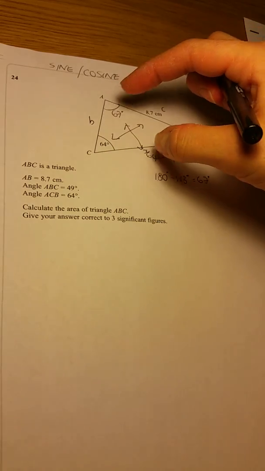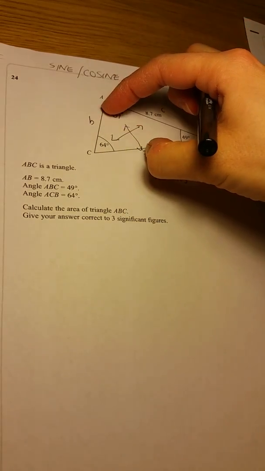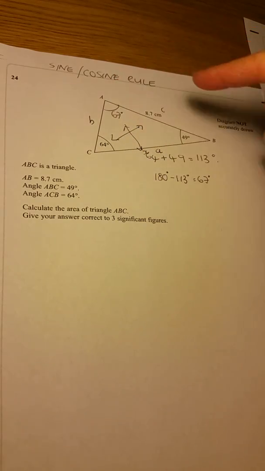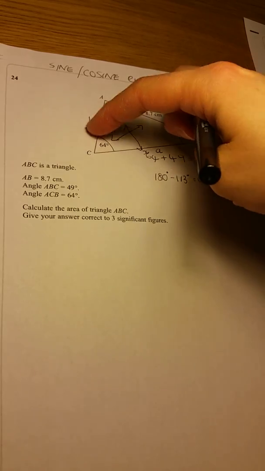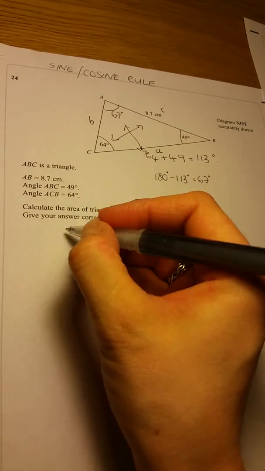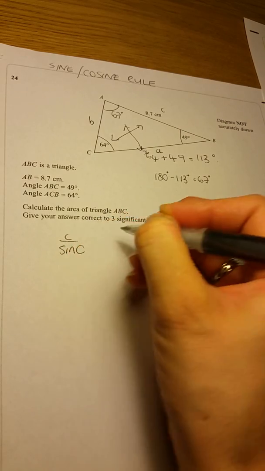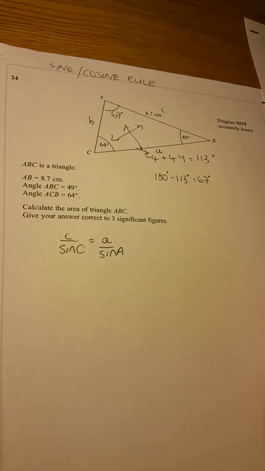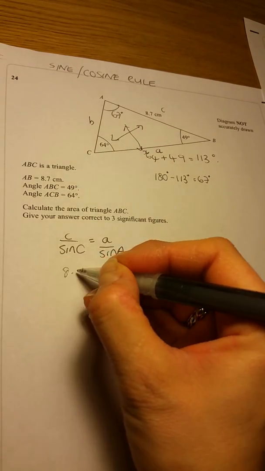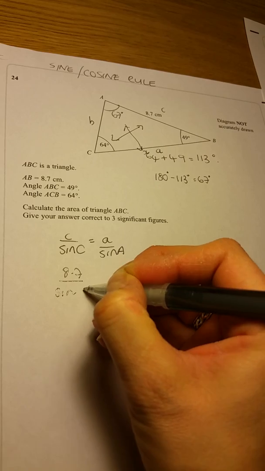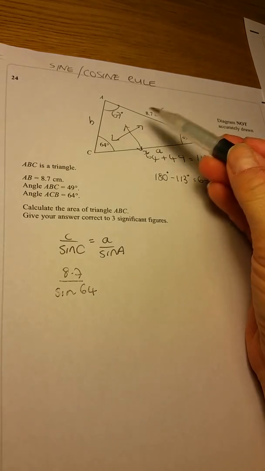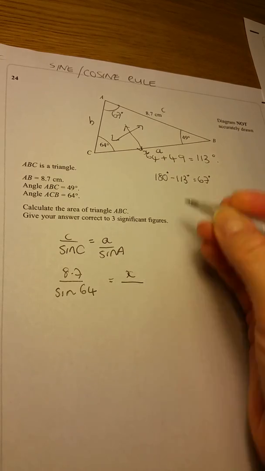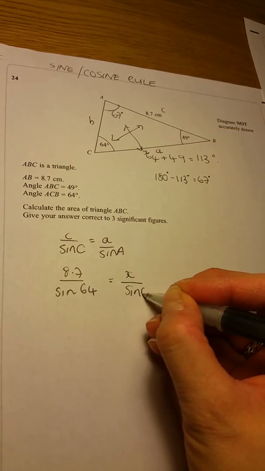Now, if we use this sandwich, we've got A and the sine of it, and we want to find that. So we've got A and sine A, and we have this pair of information. We don't have a pair here because we don't know that side. So what we need is C over sine C equals A over sine A. If in doubt, sub it in. So we do 8.7 over sine of 64. So C over sine C equals A, which we don't know, X over sine 67.